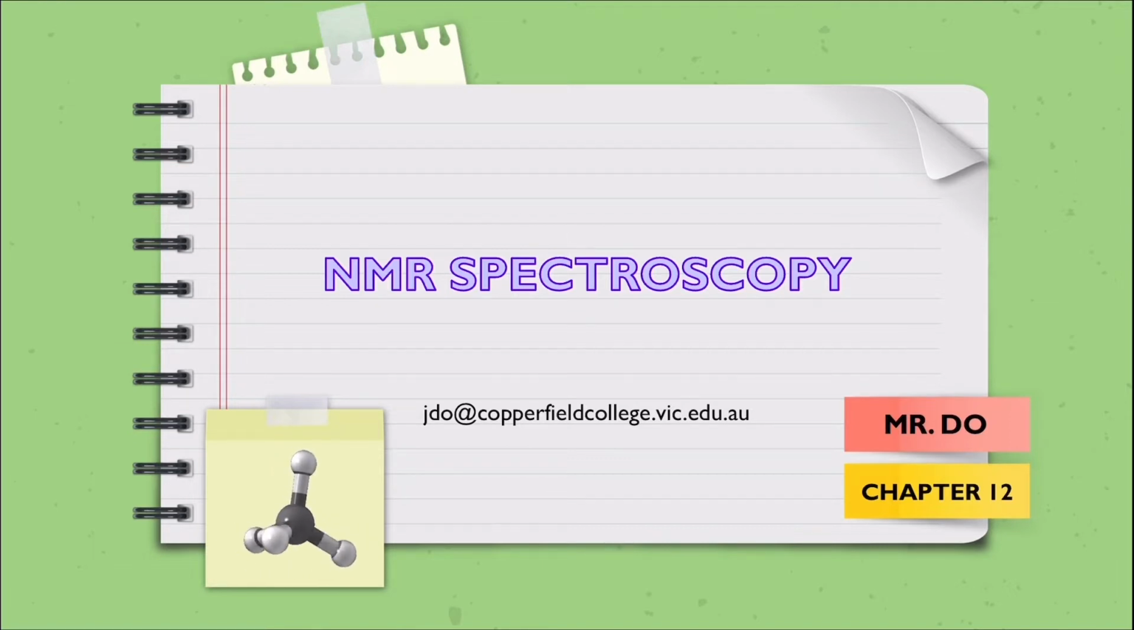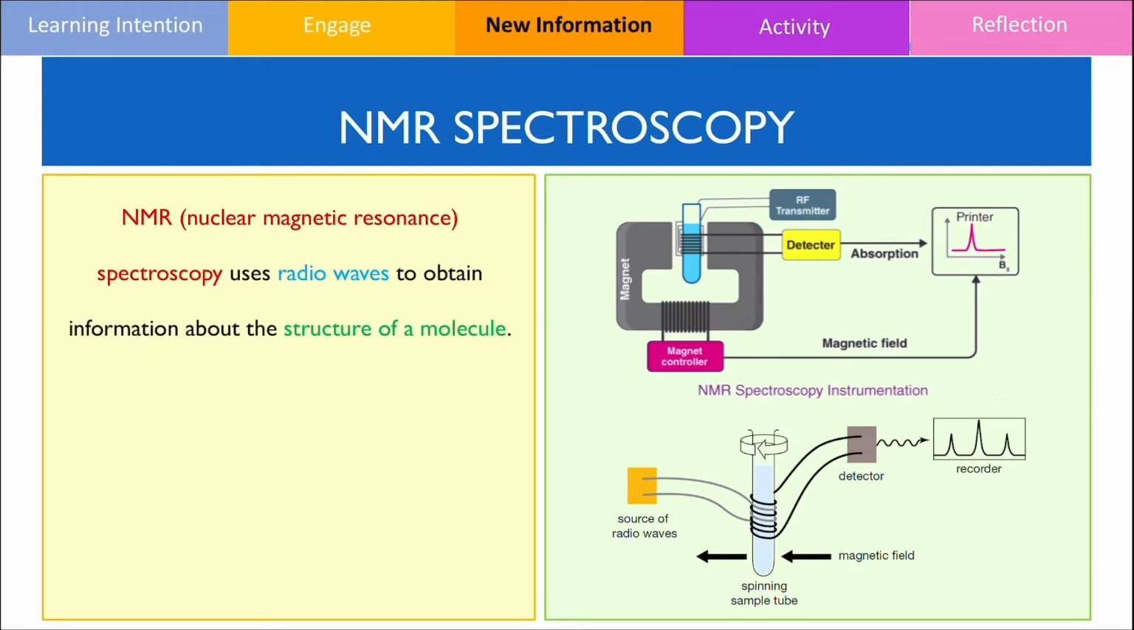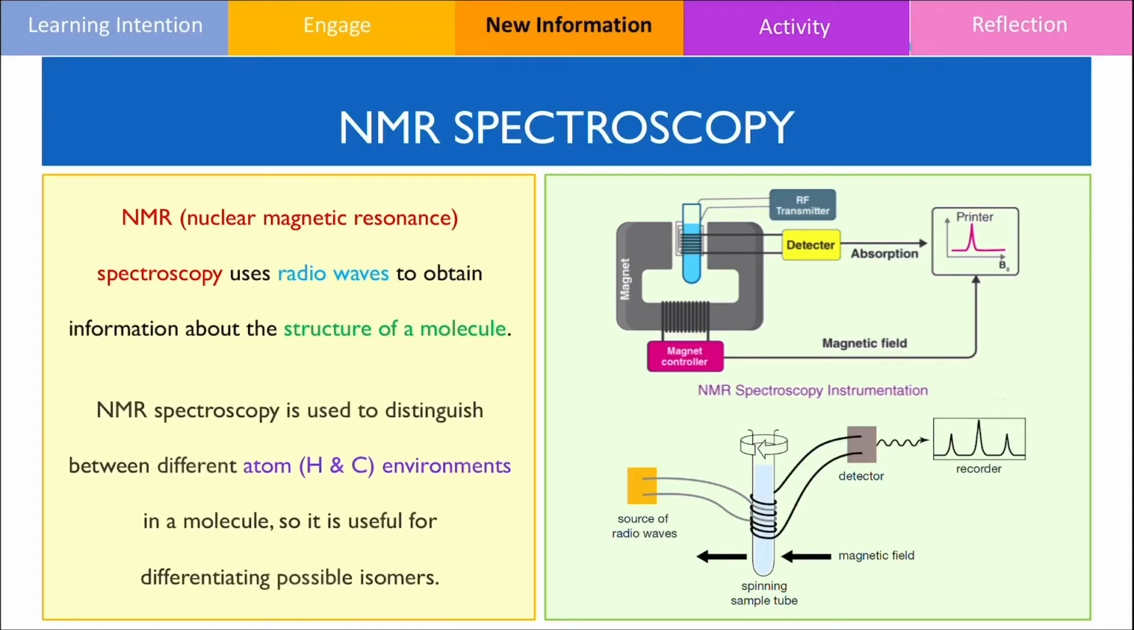Nuclear magnetic resonance spectroscopy, or NMR spectroscopy for short, uses radio waves to obtain information about the structure and connectivity of atoms in a molecule. In particular, it enables us to determine the number of hydrogen and carbon environments present, which is incredibly useful for distinguishing between structural isomers. Let's unpack how NMR spectroscopy works.